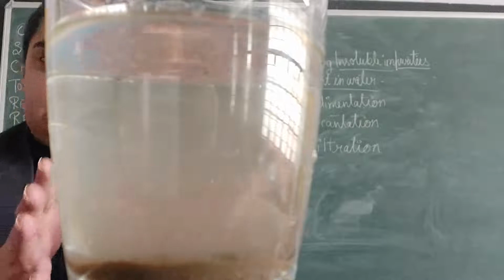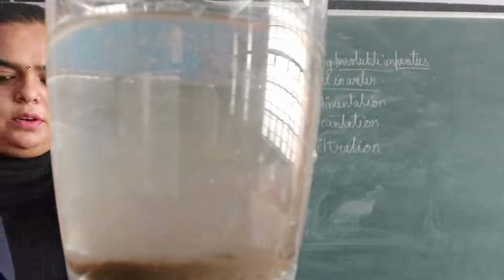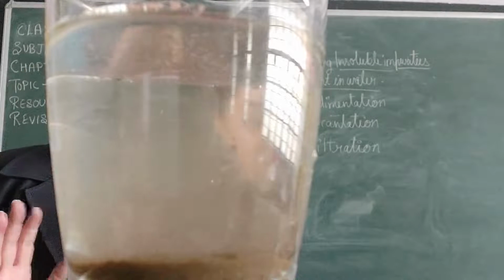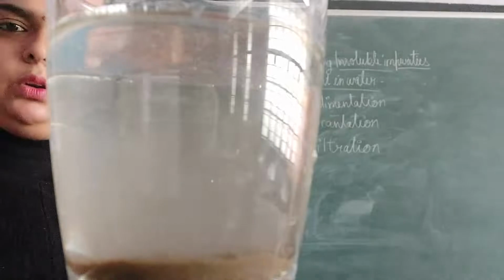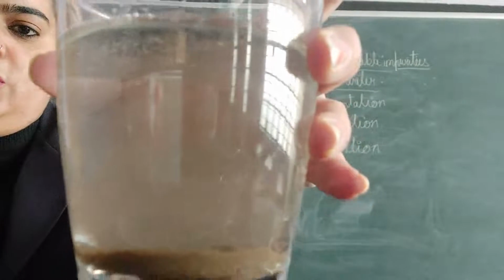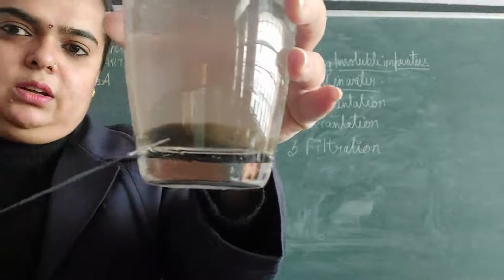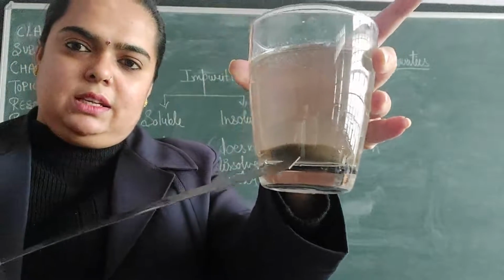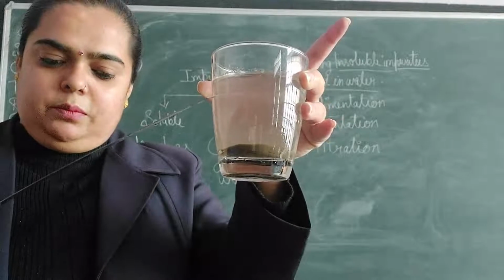Now see children, this is muddy water now, right? If muddy water is allowed to stand, like we are not touching it, it's not moving. Now what happened? The sand is settled down here. You can see this is sand. I show it to you. This is sand. It's settled down here, right? The sand settled down here and we have clear water upwards.